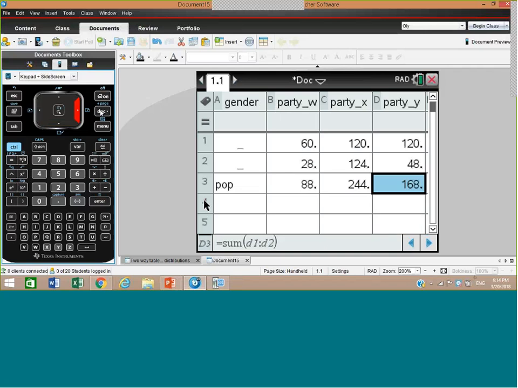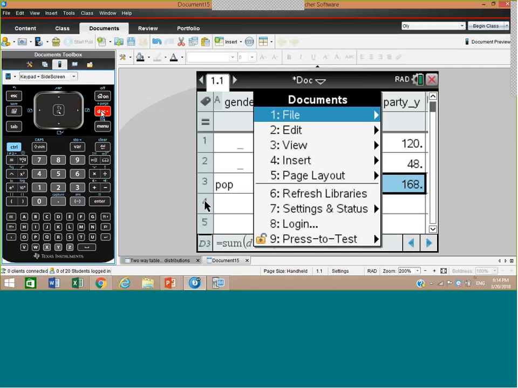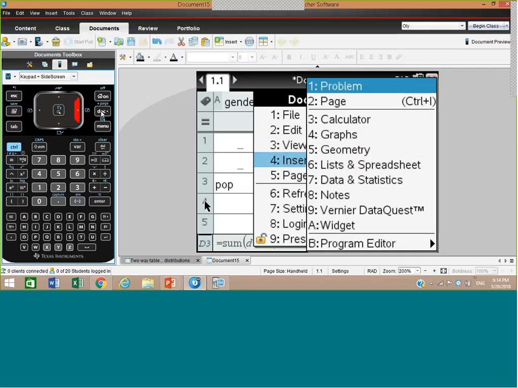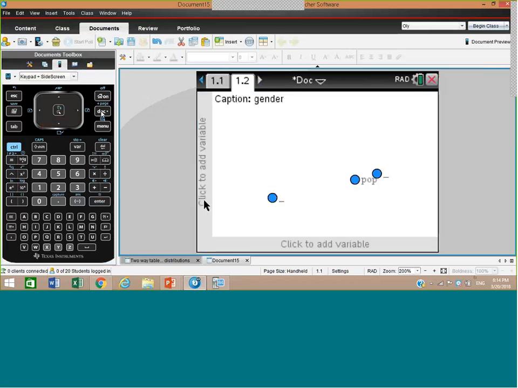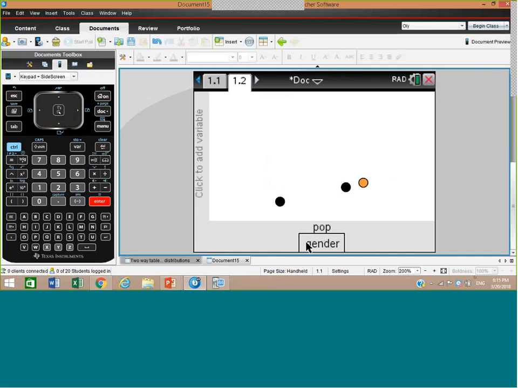Yeah. So in order to visualize what's going on, we want to take a peek at just how these proportions are distributed across the population. So I went back to the menu, and I'm going to insert a second page in this document. And that's the beauty of an Nspire document, is you can have multiple apps or multiple pages that interact with each other. So we'll insert a data and statistics page, which is used to make statistical graphs. And then I need to select the variable on the x-axis, which would be gender.